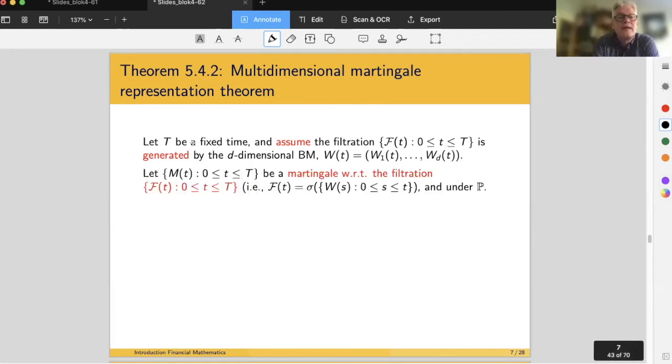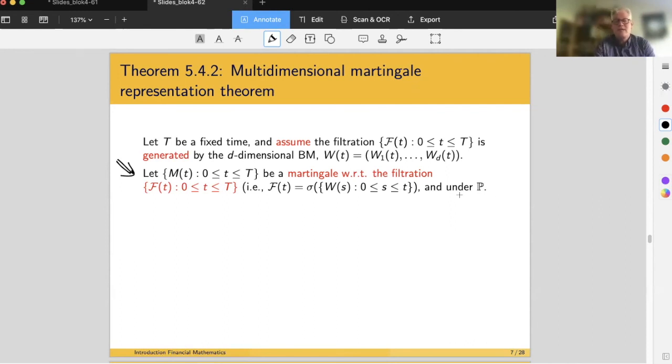You remember, it is a filtration, the script Ft, that is in fact the smallest sigma algebra that contains all the information. So it is WS, where 0 is less or equal to S is less or equal to T. And now let M be a martingale. Again, we stay in our time 0 to capital T. Let that be a martingale with respect to that filtration, script F, and that special filtration, and under P.